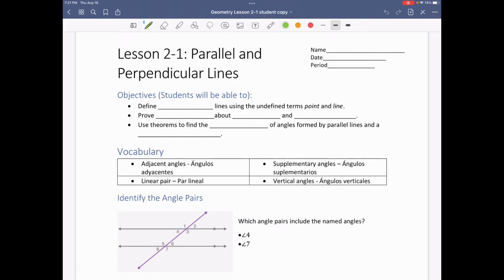The objectives for today. Students will be able to define parallel lines using the undefined terms point and line. You will also prove theorems about lines and angles. Students will use theorems to find the measure of angles formed by parallel lines and a transversal.